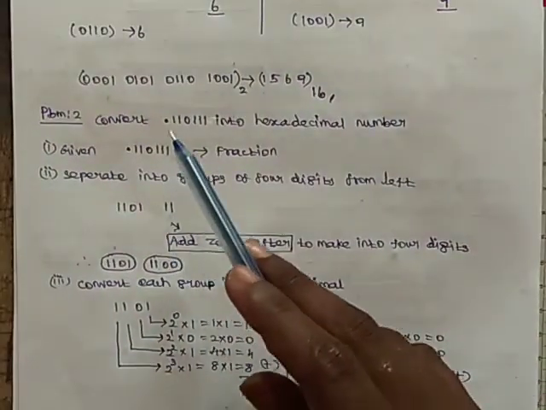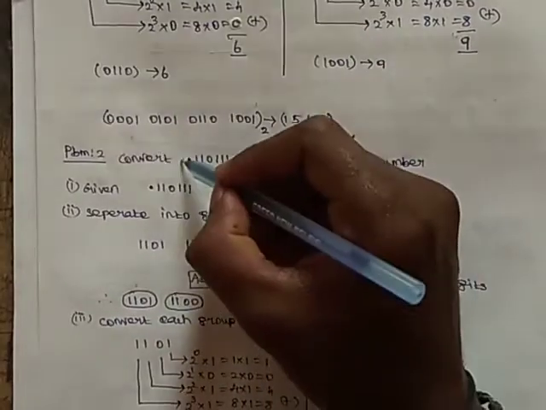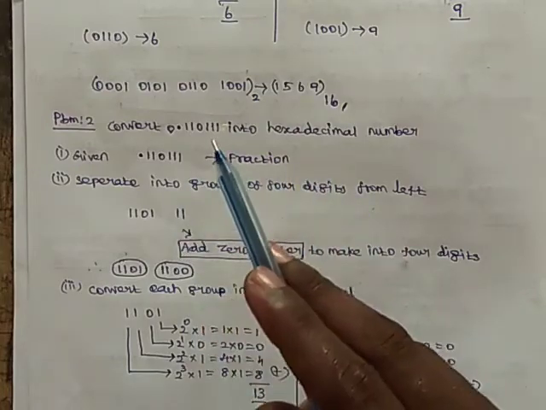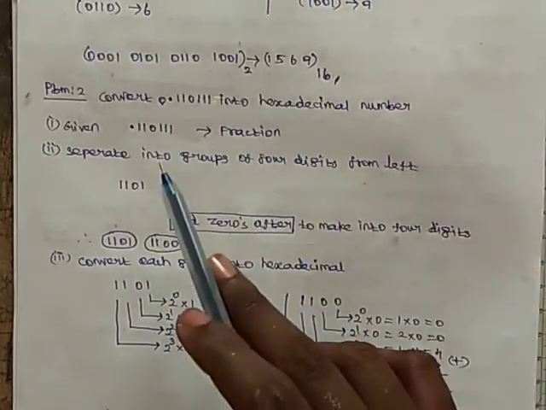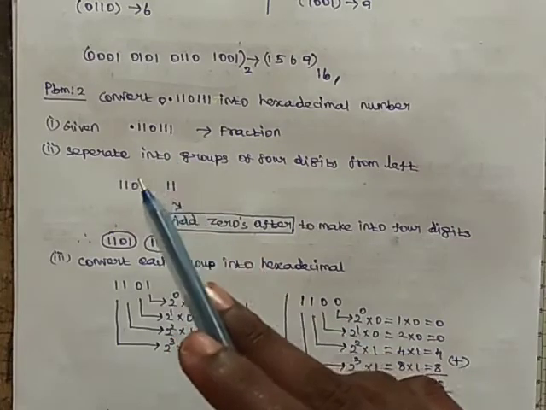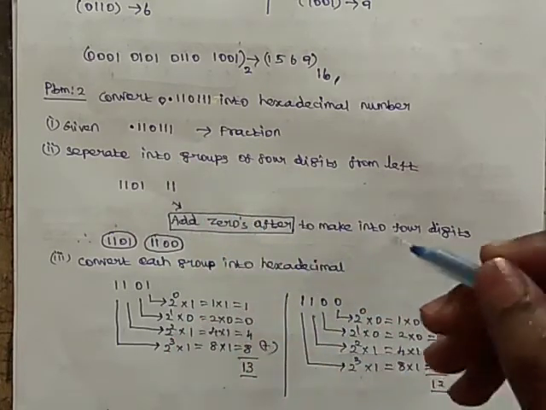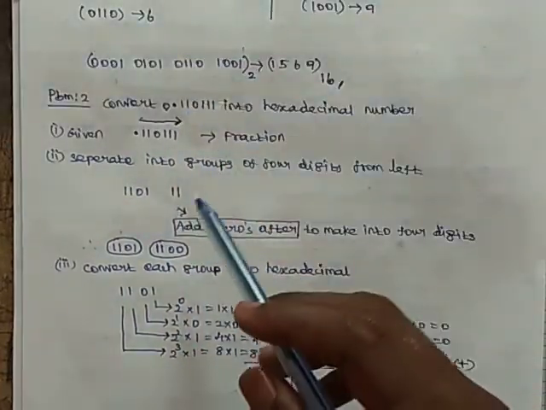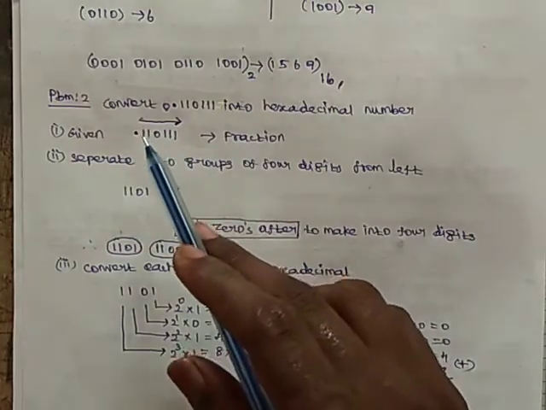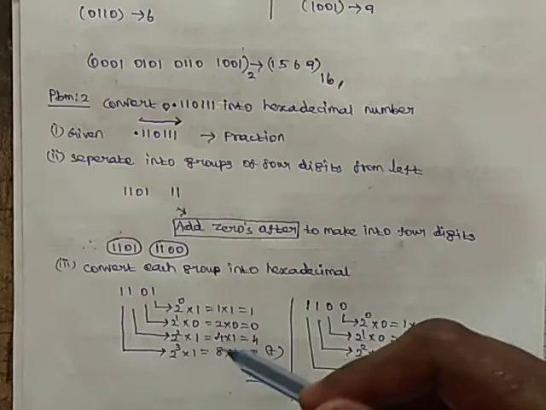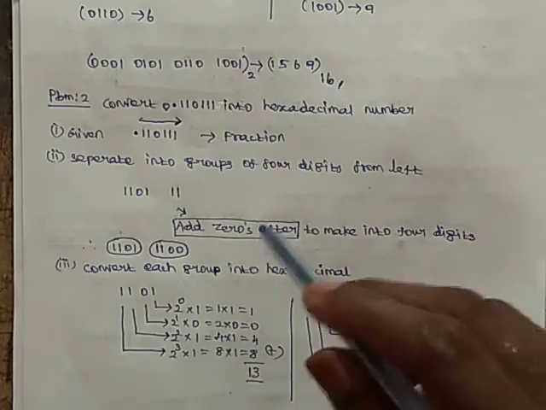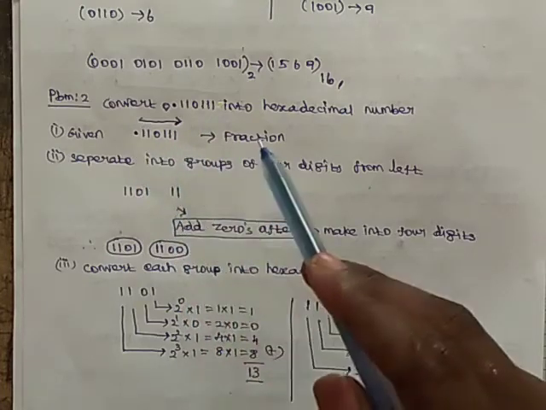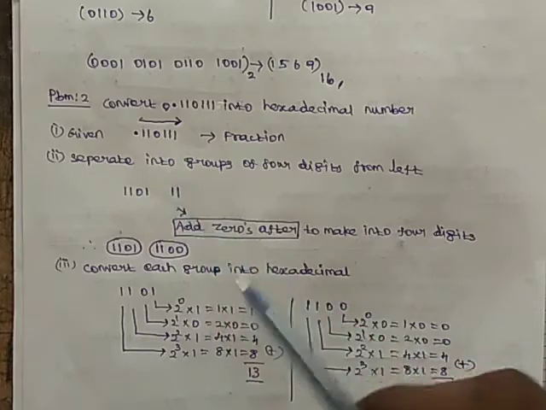This problem deals with the fractional part. 0.110111, we have to convert this binary number to the corresponding hexadecimal number. This is the given fraction. For the fractional number we form groups from left to right, which I symbolized with an arrow. For the integer part we form the grouping from right to left. For the fractional part we form the groups from left to right.